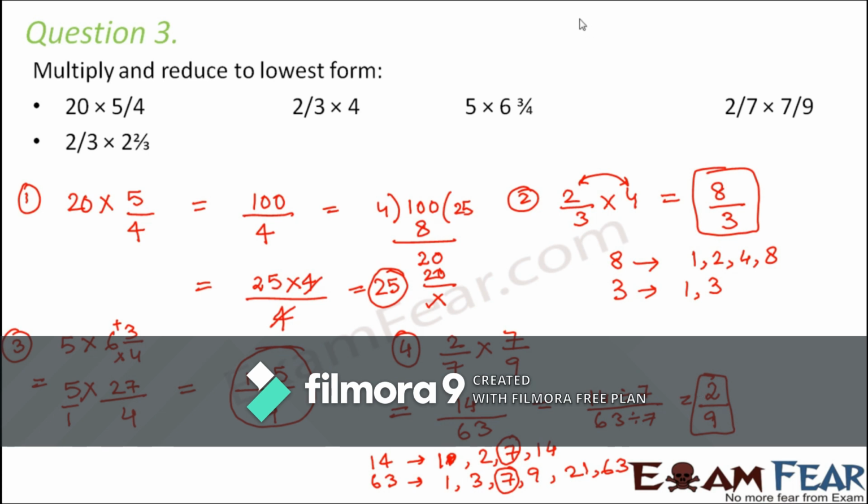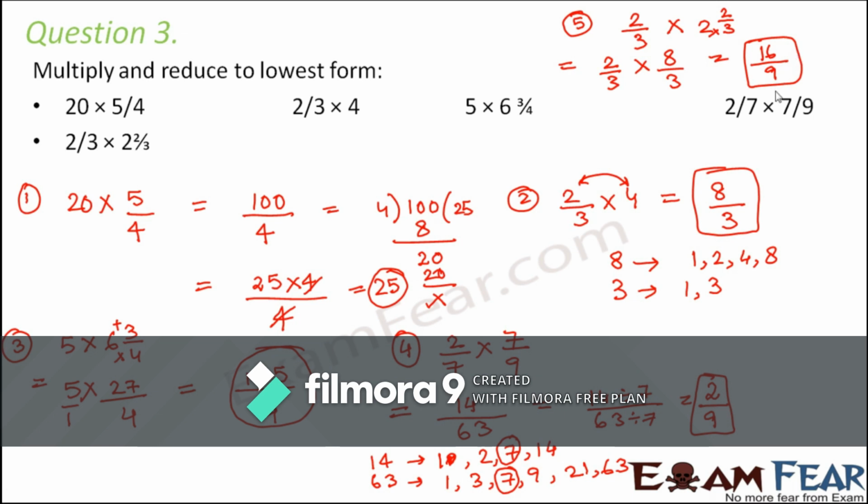Let us now look at the fifth one. Now we do not have enough space, so let's do it here. The fifth one is 2 by 3 multiplied by 2 into 2 by 3. First we will convert it into improper fractions. That is 3 into 2, 6 plus 2, that is 8. So 8 by 3. Now again multiplying the numerators, 16, multiplying the denominators, that is 9. Now 16 and 9. Do you think we can reduce it to lowest form? We can't, because they again do not have any common factor other than 1. So this is already in its lowest form, and the answer would be 16 by 9.